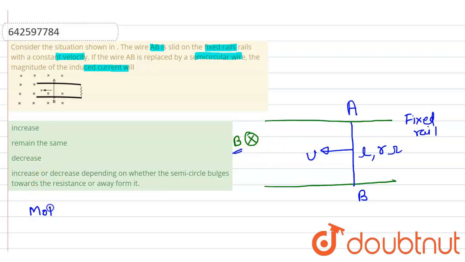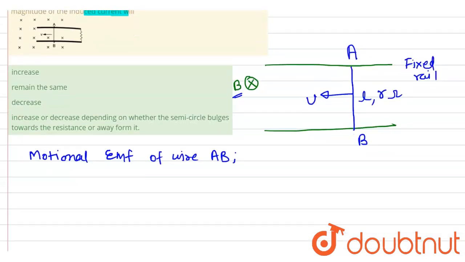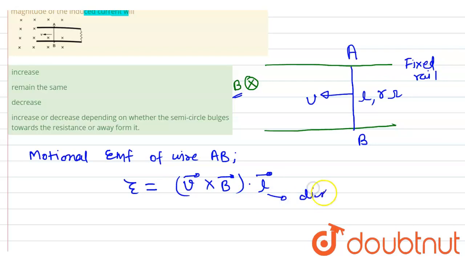So as we know, the motional EMF of wire AB can be given as EMF equals V cross B dot L, where L is the displacement vector between A and B. Its displacement is the shortest possible distance between A and B, and the shortest possible distance is L. Velocity, magnetic field and L are all mutually perpendicular to each other. So EMF will be equal to VBL.